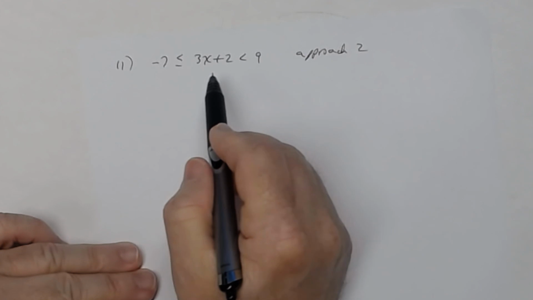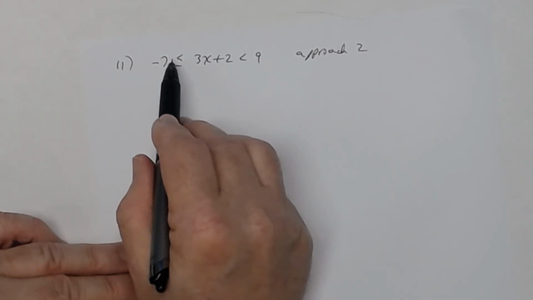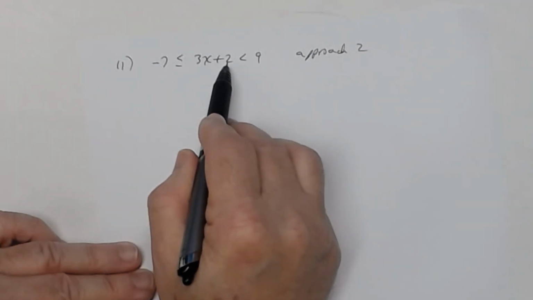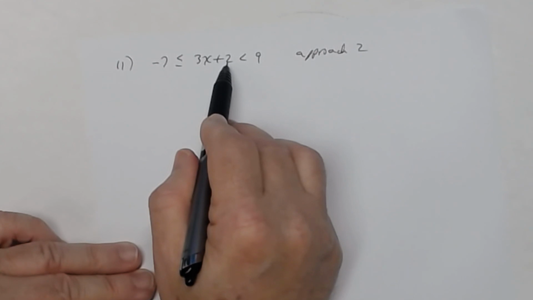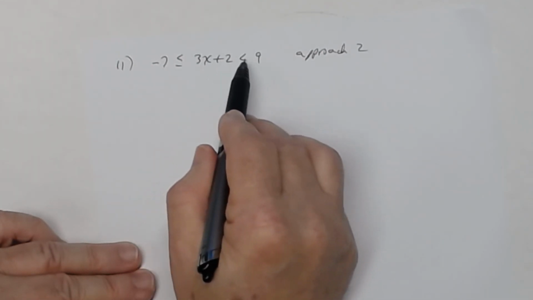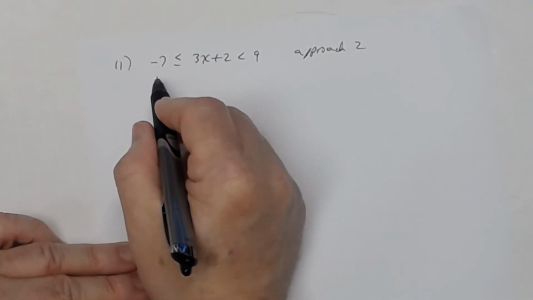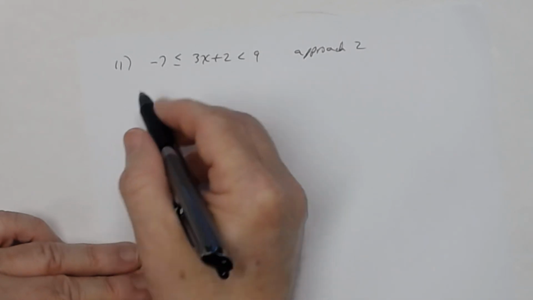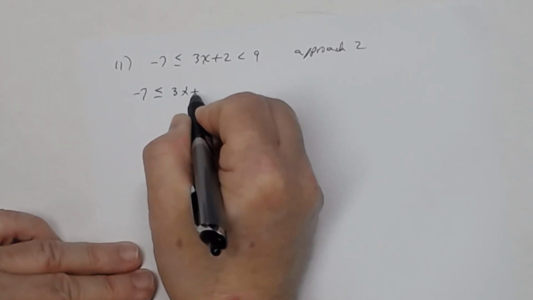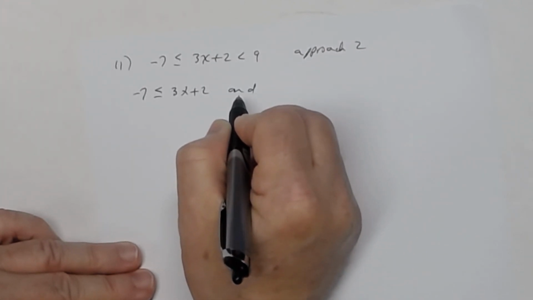Okay, so in approach number 2, here's the way students think about this. So when you read this, this reads as negative 7 is less than or equal to 3x plus 2. And notice I'm using the word and at the same time, 3x plus 2 has to be less than 9. So what that means then is that when you rewrite this using approach number 2, you would say negative 7 is less than or equal to 3x plus 2. And that's what you have to write. You had to write the word and.